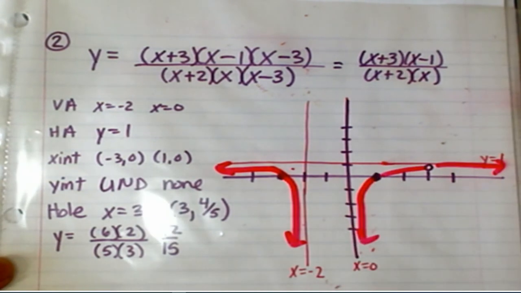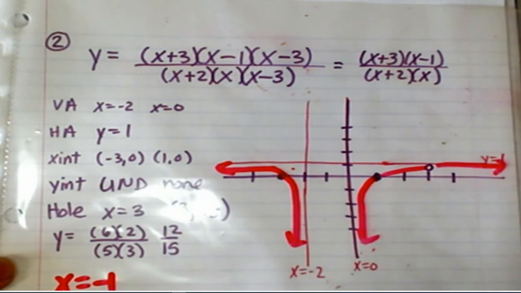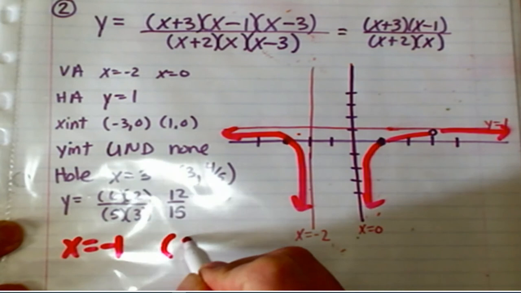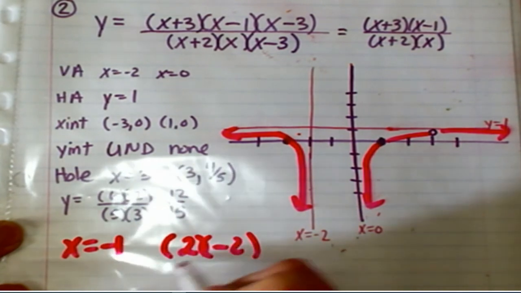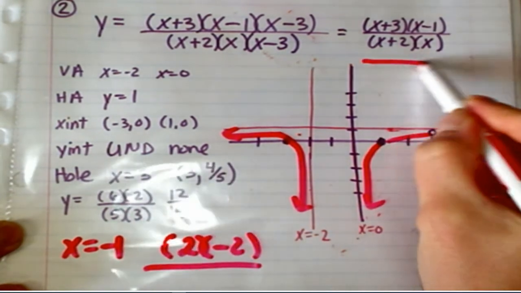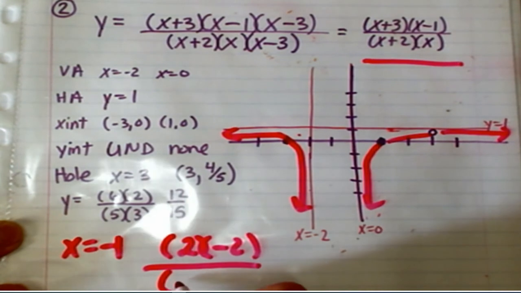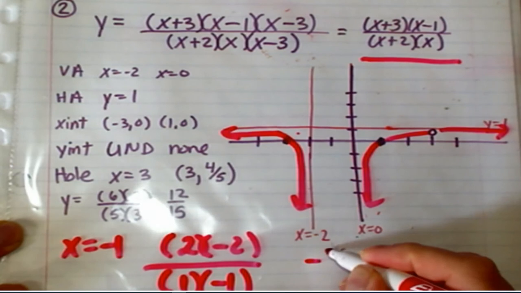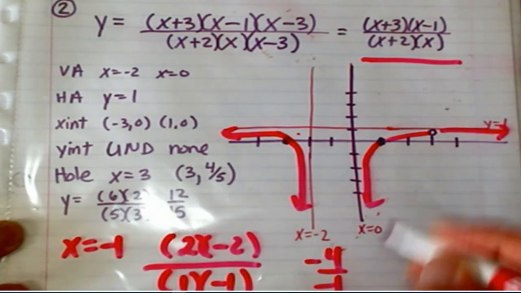Now let's try the middle. You have nothing to go off of, so I'm going to plug in the value x equals -1 to get a little bit of guidance here. So 2, -2. I'm plugging into the reduced form right here. So we get -4 over -1. So that's positive.